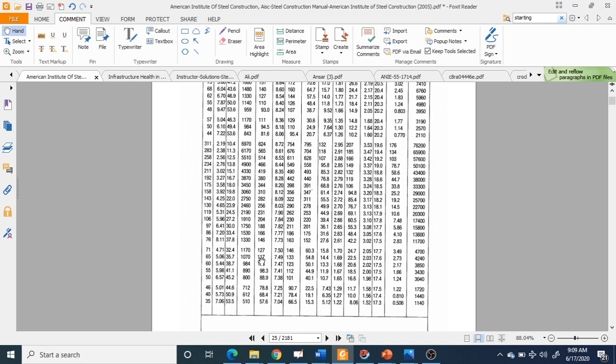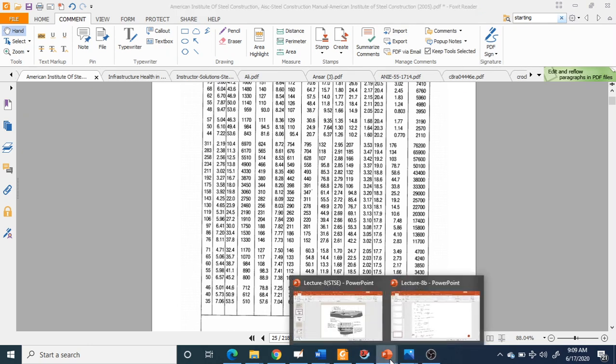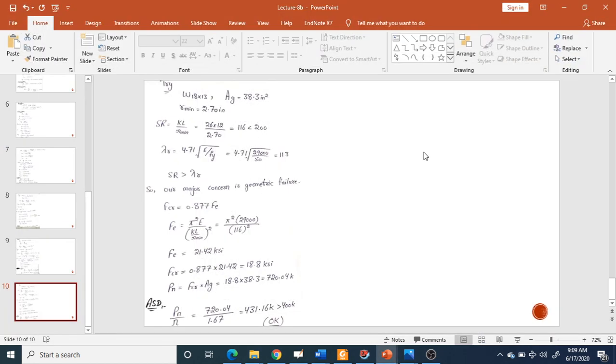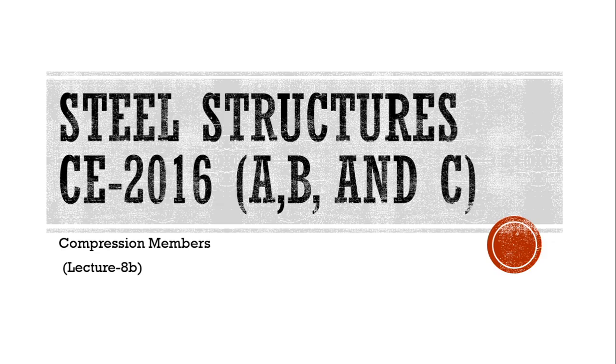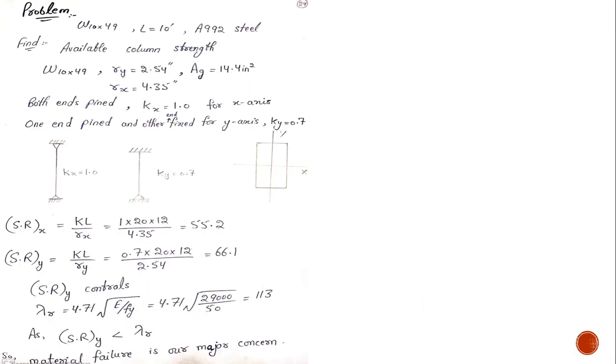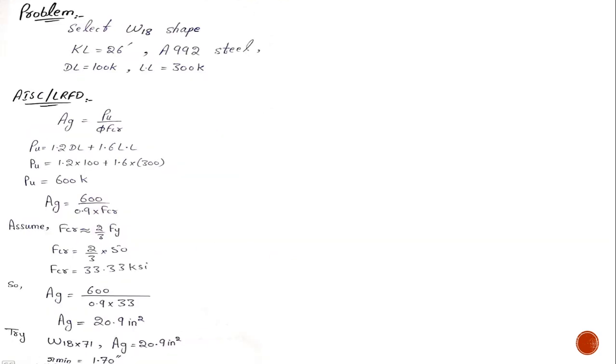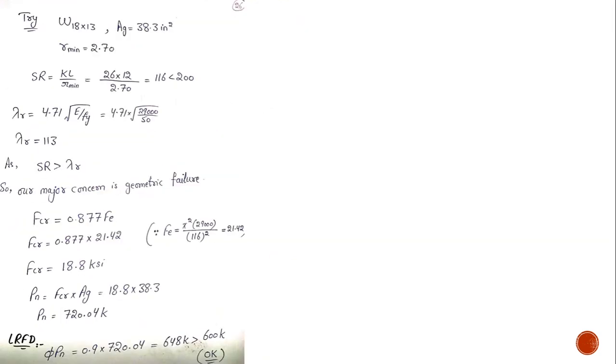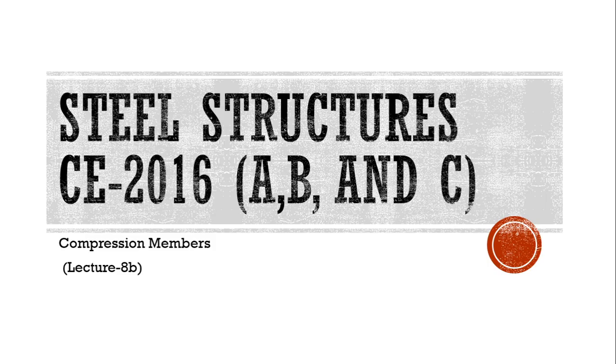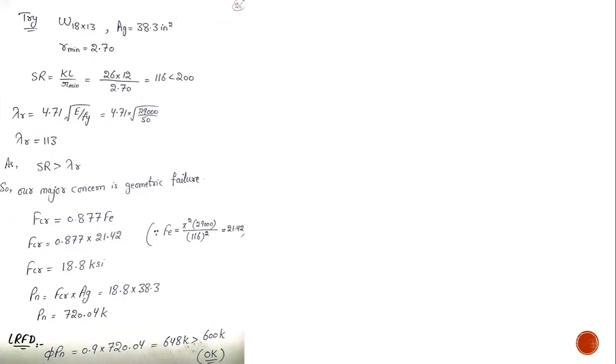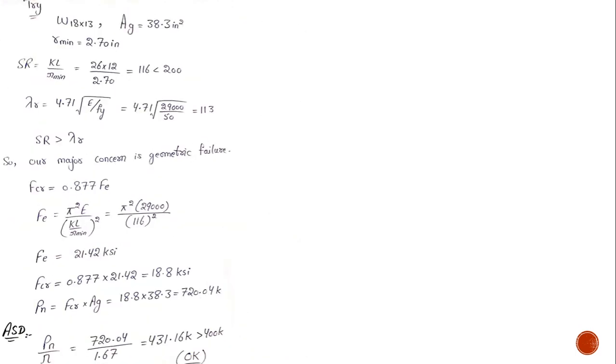So our minimum would be 2.7. This is our minimum. I've selected the minimum of these two. So guys, you should know that this is W18 into 130. So this is a mistake. So I'll correct it in the slide probably. It's just a little mistake. Okay, I'm solving it in ASD.